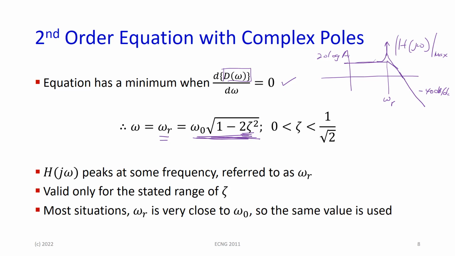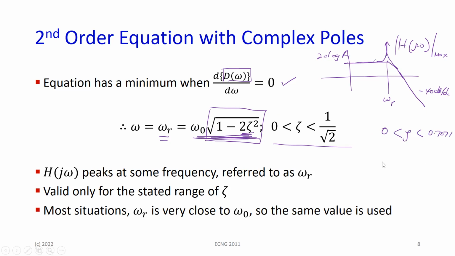Anyway, notice a little extra constraint we have there. For this to be valid, the frequency has to be a real value. So the only way that this square root can be a valid real number is if zeta is in this range, which is zeta less than 0.7071, I think it is, right?